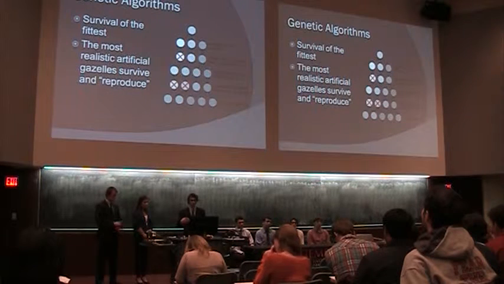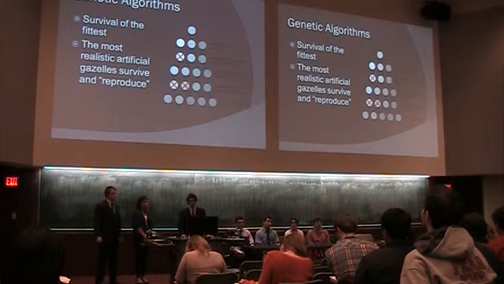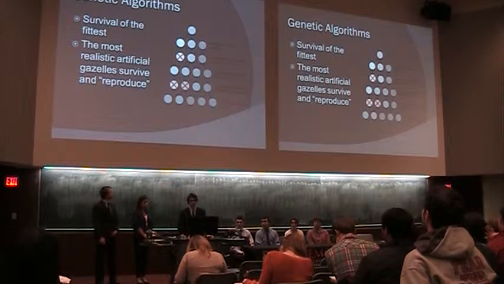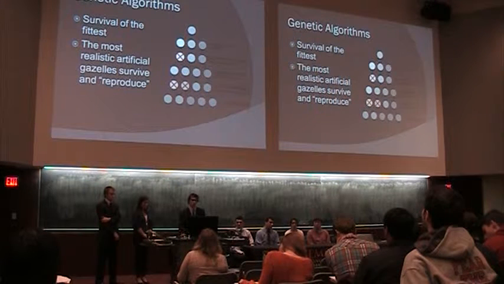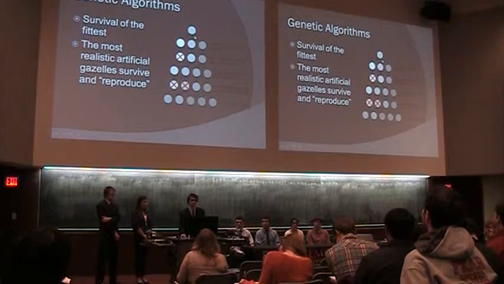So we run the model, and you see on this graphic, behavior that's not at all like a real gazelle will be selected against, and as you move forward through the generations, the gazelle performs more and more like a gazelle.